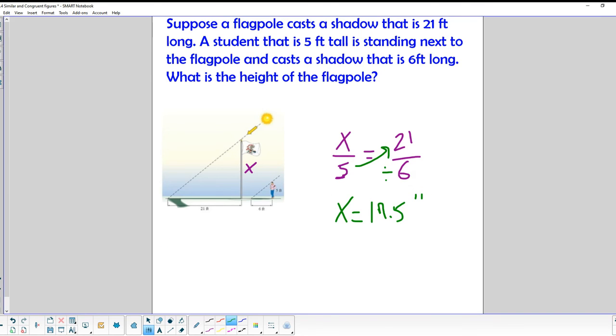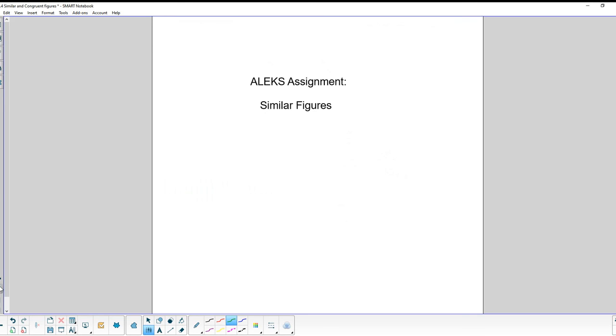Okay. All right, so that's the kind of problems we're looking for. It's going to be on ALEKS. It's called Similar Figures. Good luck.